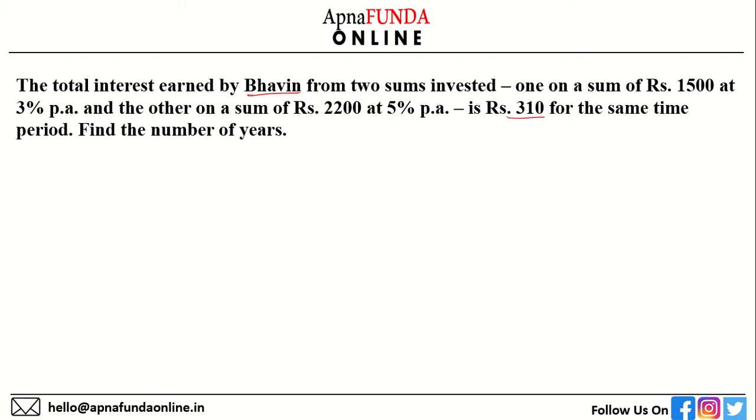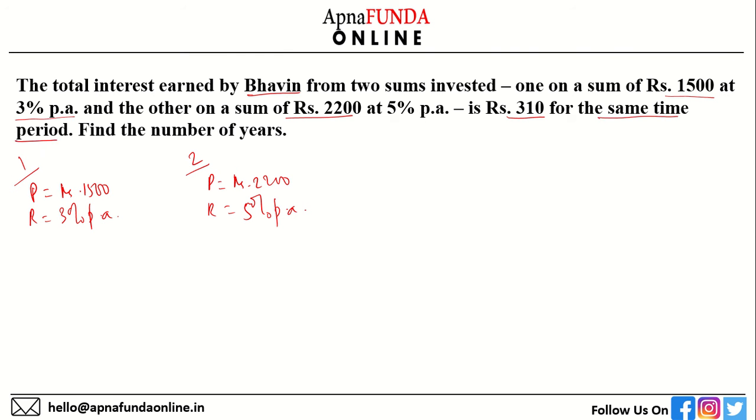So let's go step by step. On the sum one, the principal is 1500 and the rate of interest is 3%. Correct? So let's write this. Principal is rupees 1500 and the rate of interest is 3% per annum. On the second sum, the principal is rupees 2200 and the rate of interest is 5% per annum. Correct? The biggest hint in this question is that both these sums were invested for the same time period.